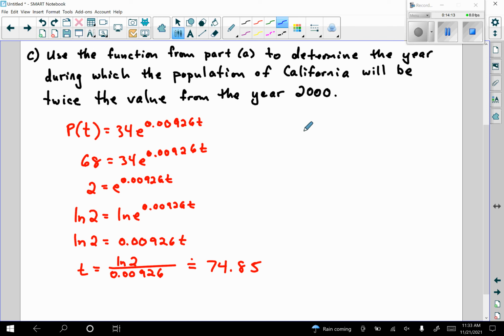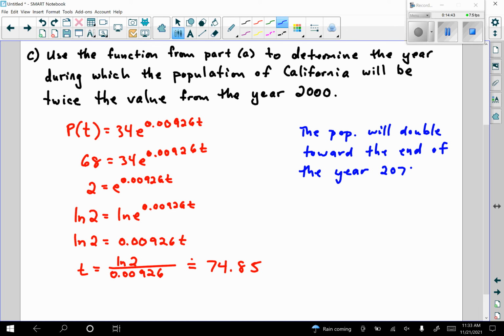So this means that the population, just abbreviate here, will double. So that's almost 75 years after the year 2000. So we'll just say by the end of the year 2074. So the population will double toward the end of the year 2074 if the trend continues.